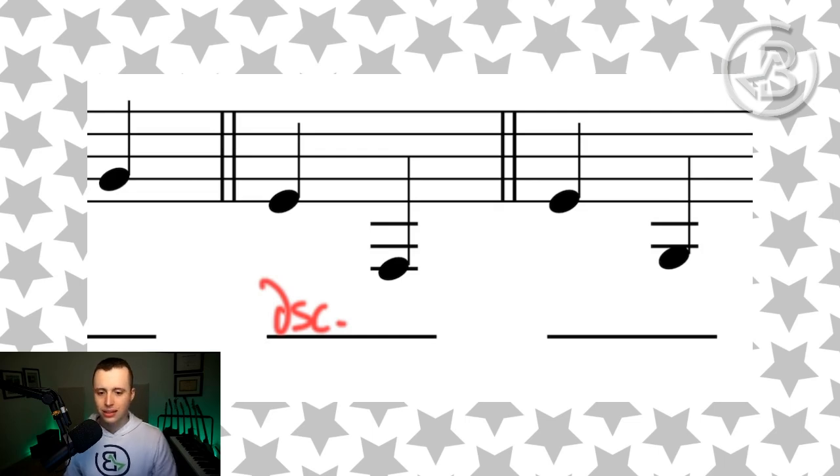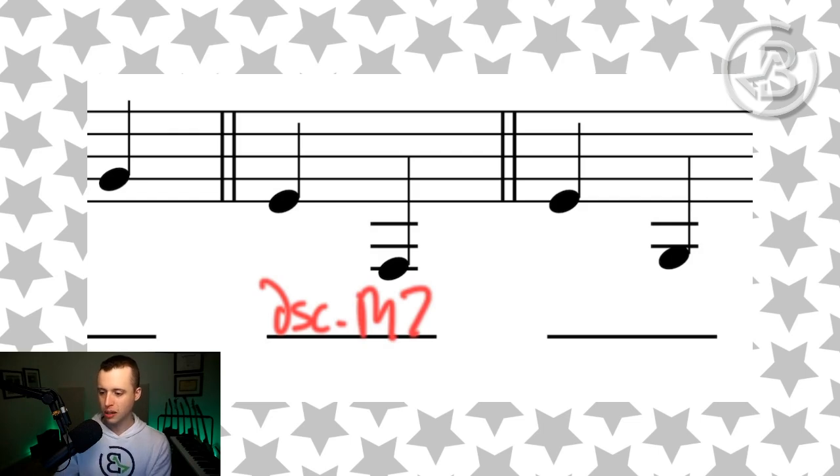From E down to E flat or D sharp is 1. Down to D is 1. Down to D flat or C sharp is 1. Down to C is 1. Down to B is 1. Down to A sharp or B flat is 1. Down to A. Down to A flat or G sharp is another. Down to G. Down to F sharp or G flat is another. And then down to F. So that's 11 half steps. That is so many half steps. That's going to be a major seventh.